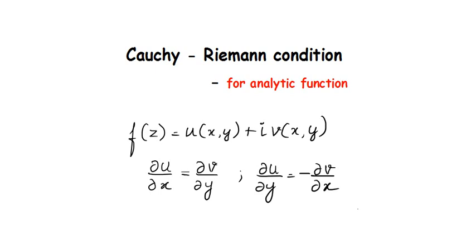Let us consider a complex function which is said to be analytic. If the function wants to be an analytic function, it has to satisfy the Cauchy-Riemann conditions. So ∂u/∂x should be equal to ∂v/∂y, and ∂u/∂y should be equal to minus ∂v/∂x. These are the two conditions that should be satisfied by the function. Let me see some problems related to this condition.